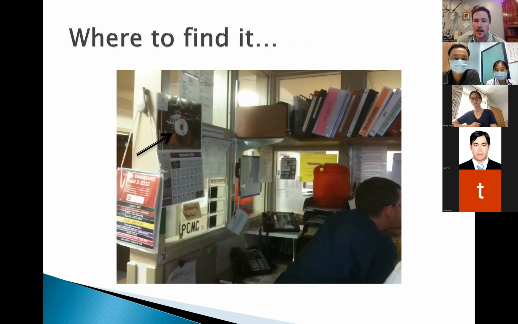So in this is our very old ER. We've since modified this ER. So I'm actually not even sure where we find our pacemaker ring magnet. But it is something that you should try to keep in the emergency department.